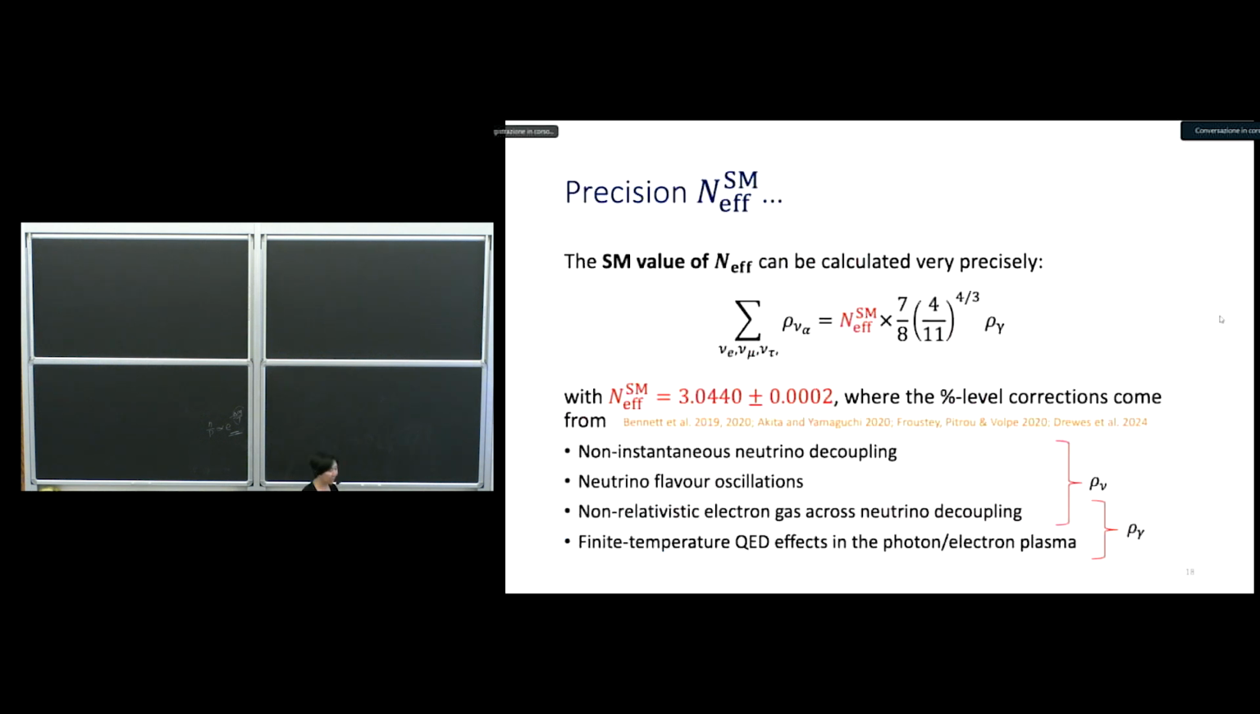That's the observable signature of N effective. Now, I mentioned earlier that the standard model prediction for this N effective parameter can in fact be calculated very precisely, so I'll just say a couple of words about that now. At the moment, the standard model prediction is this number, 3.0440, plus some tiny error bars, that was investigated in a series of papers recently, and it includes one of our organizers here, who was an author on this paper.